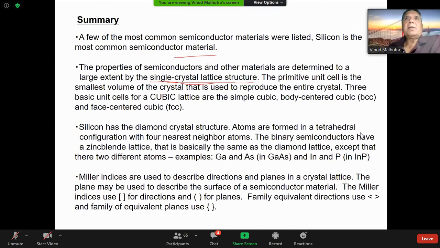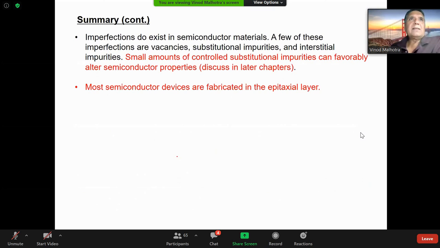Electrical properties depend upon single lattice structure. There are some definitions here. Silicon is a diamond structure. Atoms are formed in phosphide, Miller indices. So anyways, that's the summary.